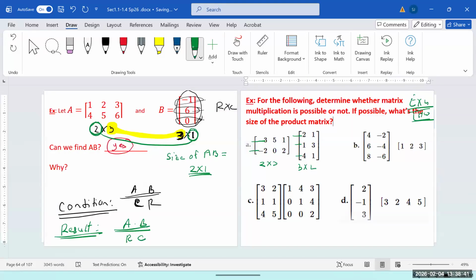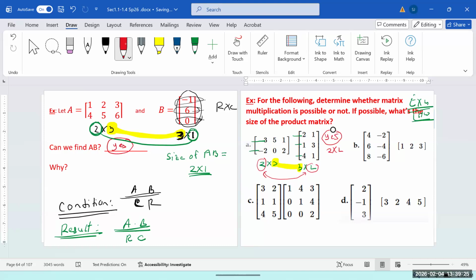So first identify the size of each matrix. Based on that, figure out whether matrix multiplication is possible or not. If it's possible, what's the size of the resulting product matrix? Here we see the number of columns here is the same as the number of rows here. As long as these two numbers are the same, matrix multiplication is possible. And since you can multiply them, the product matrix will have the size of the other two, which is 2 by 2. Okay, so that's what we're going to do in this question.